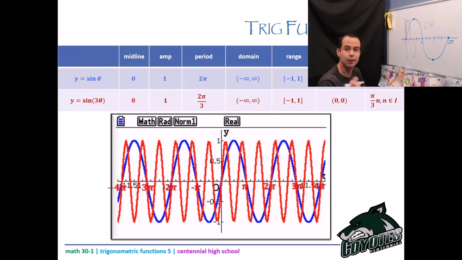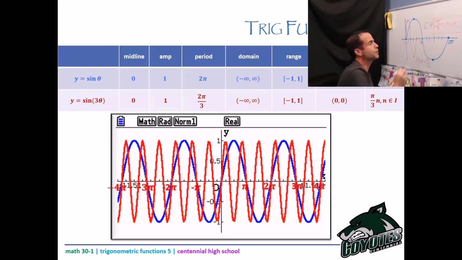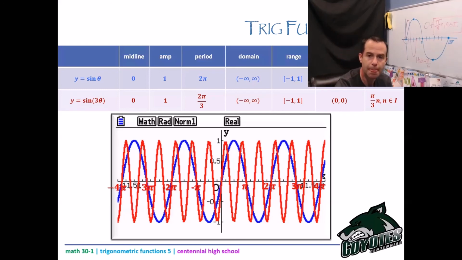Well, what did I say 1 tick mark was? 1 tick mark is pi over 6. So if 1 tick mark is pi over 6, 2 tick marks is 2 pi over 6 or pi over 3. So I'm going to go 0 plus pi over 3n, where n is a member of the integers. Now, nobody said 0 plus, so my midlines will occur at pi over 3n, where n is a member of the integers. Okay?